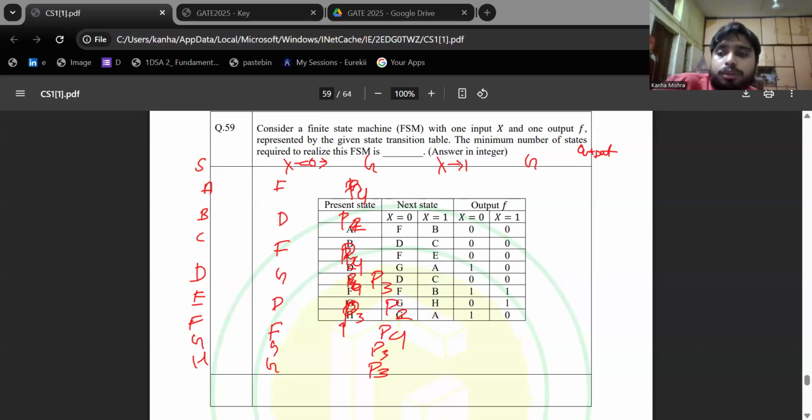Now write for x equal to 1. It will be B, C, A, C, B, H, E, A, C, E, H, A, B, H, A. And we figure out the groups: P1, P1, P3, P1, P1, P1, P2, P1.